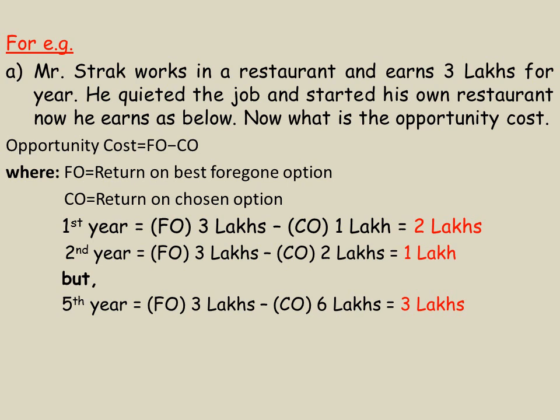Now we will apply the formula. The foregone option is the 3 lakhs he could have made for a year, minus what he earned from his own restaurant, which is 1 lakh. The difference between 3 lakh and 1 lakh is 2 lakh, which is the opportunity cost. So opportunity cost means the difference FO minus CO, where FO is the foregone option and CO is the chosen option.